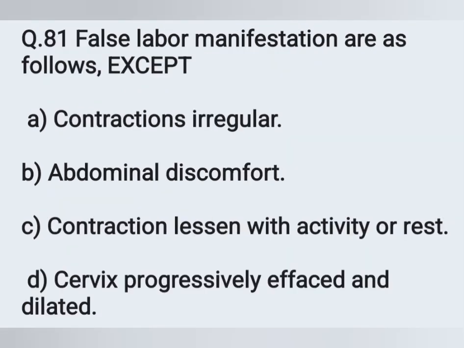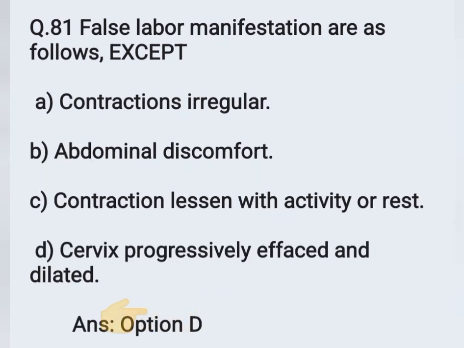And the next question number 81. False labor manifestations are as follows except. Options: option A, contractions irregular. Option B, abdominal discomfort. Option C, contractions lessen with activity or rest. Option D, cervix progressively effaced and dilated. Our question is, which one is not a manifestation of false labor? And the correct answer is cervix progressively effaced and dilated. Option D is one of the manifestations of true labor pain.